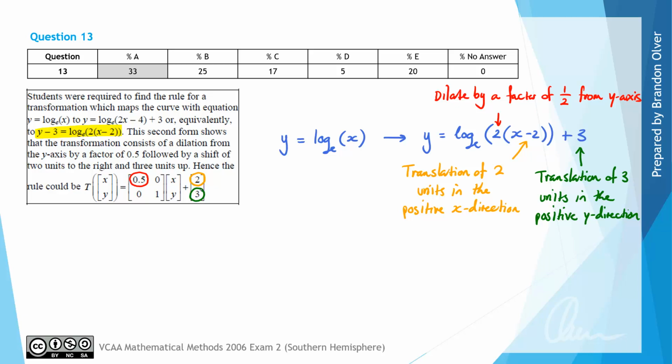And the number that didn't change, this one here, if you change that number, that would be responsible for a dilation from the x-axis. But obviously that didn't occur here, so we just leave a 1 there in that matrix setup.